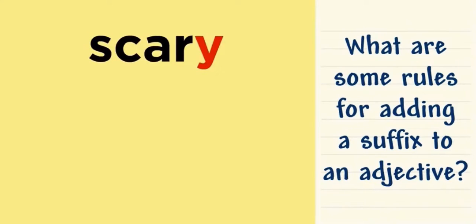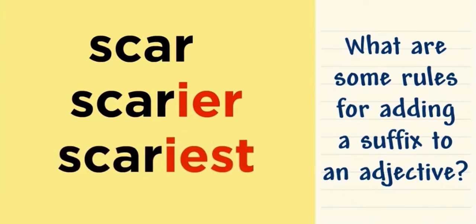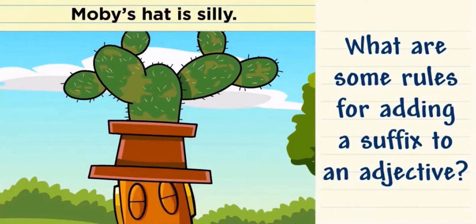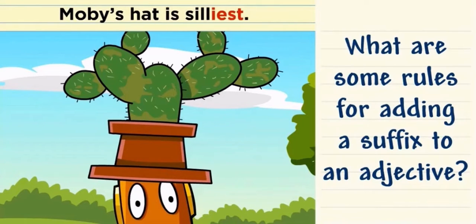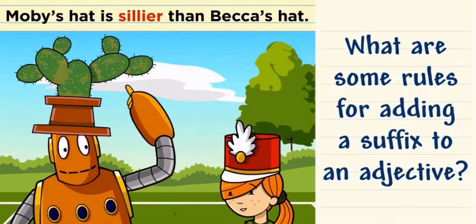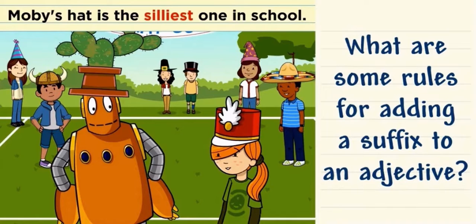When an adjective ends in a Y, you first drop the Y and then add IER or IEST. Moby's hat is silly. The word silly ends in the letter Y. To add a suffix, you drop the Y and add IER or IEST. Moby's hat is sillier than Becca's hat. Moby's hat is the silliest one in school.